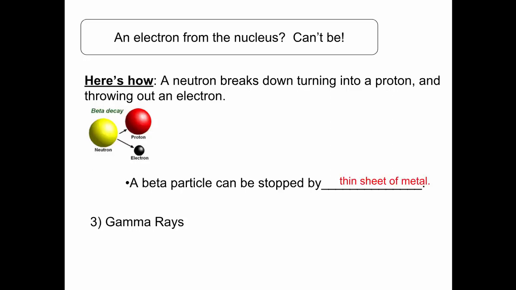Beta particles are much smaller and much more energetic. They can penetrate into objects a greater amount than an alpha particle. They can be blocked by a thin sheet of metal.